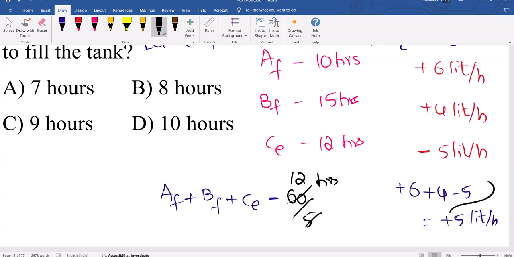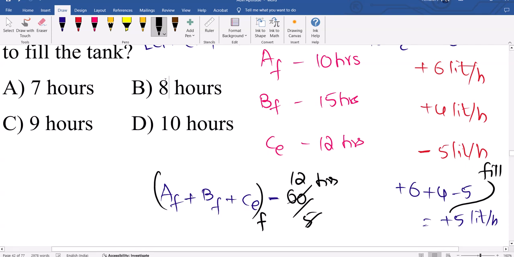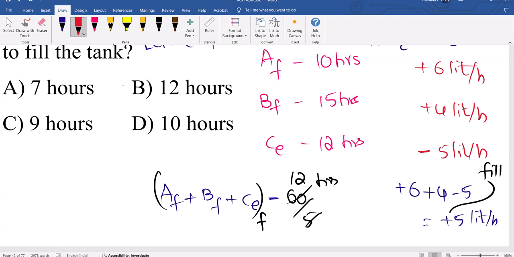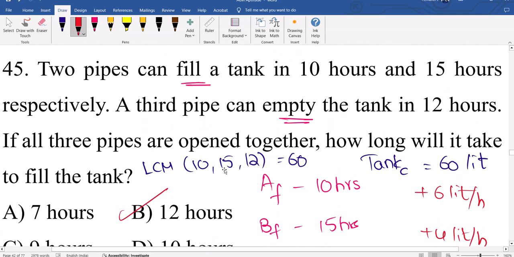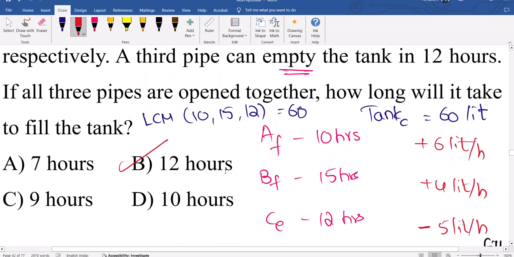Plus indicates filling, so definitely when all three are there, it will fill. The answer is 12 hours. It will fill the tank in 12 hours. A can fill the tank, B can fill the tank, C can empty the tank, likewise. 12 hours is the answer. Option B.